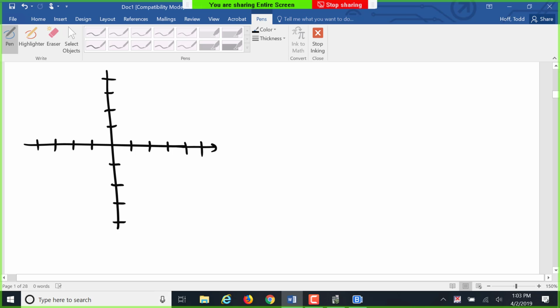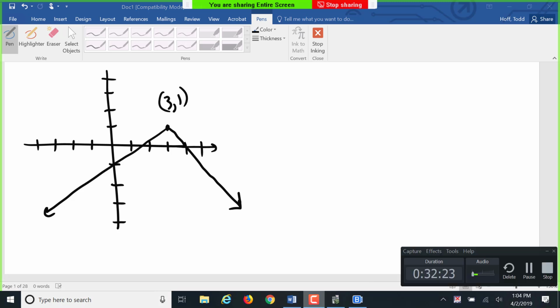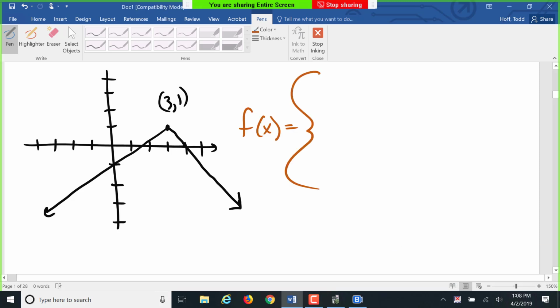So let's take a look at another example here. This is the point (3, 1). There's our lines. I'm going to give you about 3 minutes to find the equations that define that piecewise function. Let's see how you're doing here.